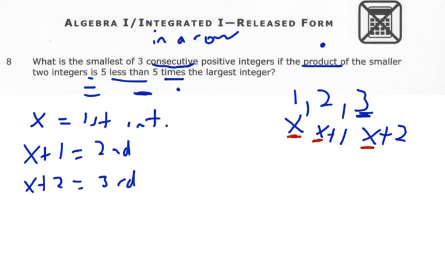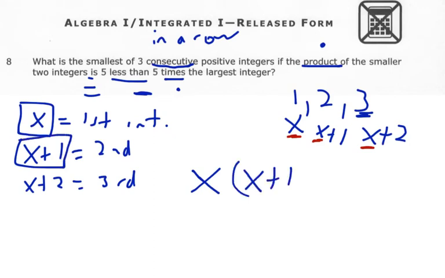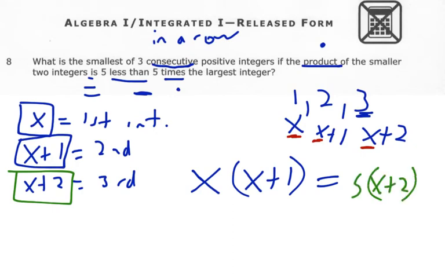Alright, and it says the smallest, so which one's our smallest here? Well, that would be our first one, the one we're not adding to. So I'm going to take that. It says the product of the smaller 2 integers, well that's the next smallest one. So x times x plus 1. And then is means equals 5 less than 5 times the largest. Which one's our largest? x plus 2, because we're adding 2 to it rather than just 1. So I'm going to write x plus 2 here, and it said 5 times that, and then it's 5 less than. Remember, less than is almost backwards. You're taking 5 from that number, so I need to put the subtraction at the end there.